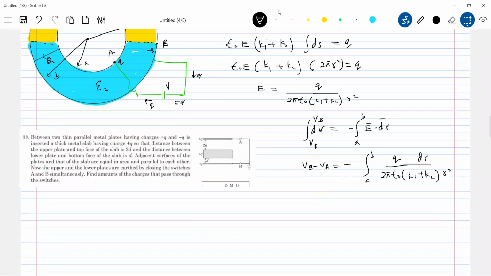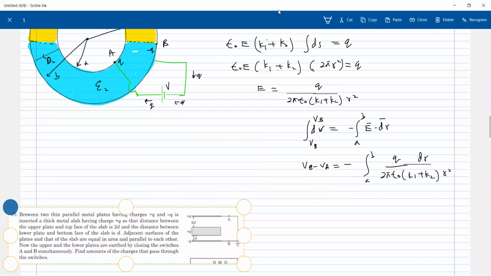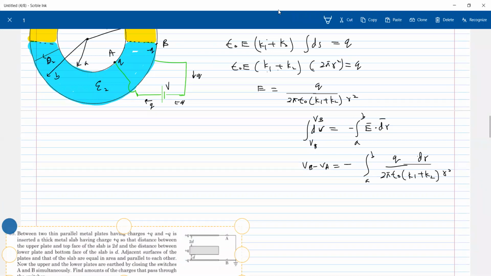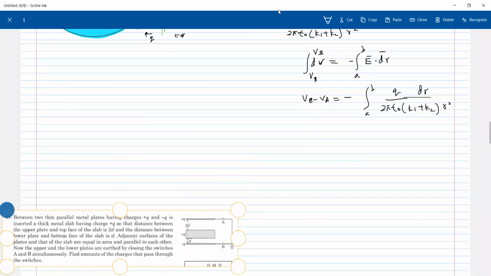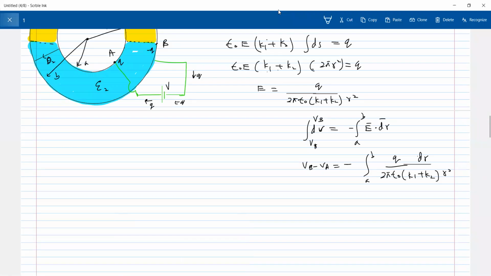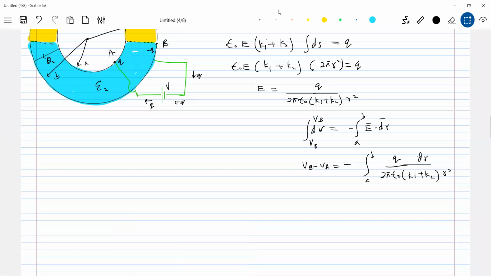Sir, how did you bring E out of the integration? Wait. At the end of the problem, you can ask, no? So this should be equal to VB minus VA is equal to Q by 2 pi epsilon naught K1 K2.